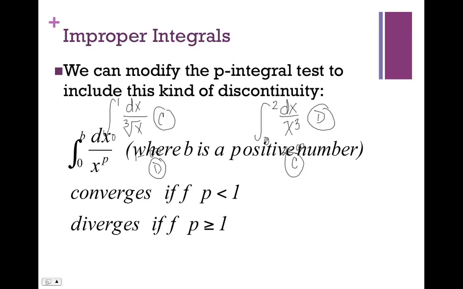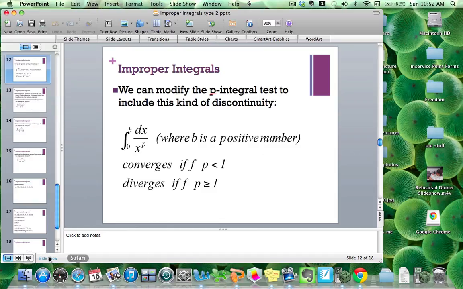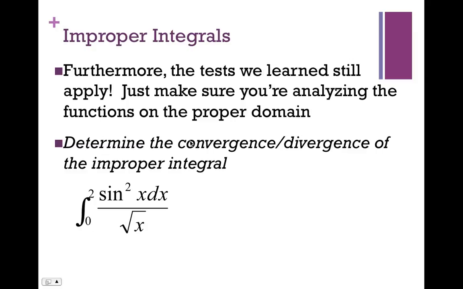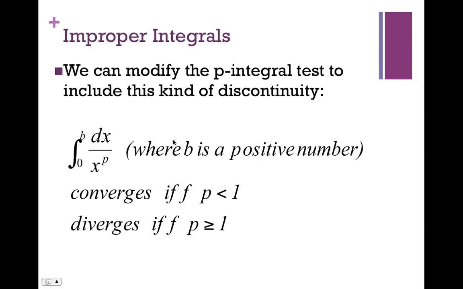So I have a new p-integral test. Let me clear this out so that the writing goes away. I have this new p-integral test that basically reverses the relationship of that power. So remember, I always have the integral of dx over x to some power. That's what p-integral stands for, power. B is going to be some positive number. And this is going to converge if and only if p is less than 1. And it's going to diverge if and only if p is greater than or equal to 1.